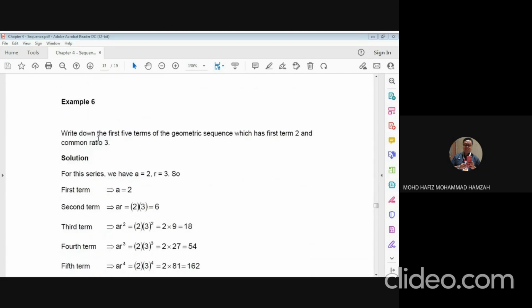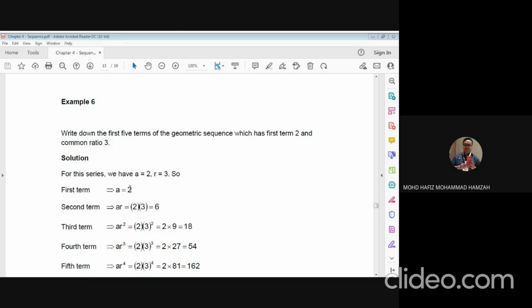Okay, so this one, write down the first 5 terms of a geometric sequence which has the first term 2 and the common ratio is 3. So that means first term A is 2, R is 3. So we want to write 5 terms. So 5 terms, that means T1, T2, T3, T4, T5. So first term A equal to 2.